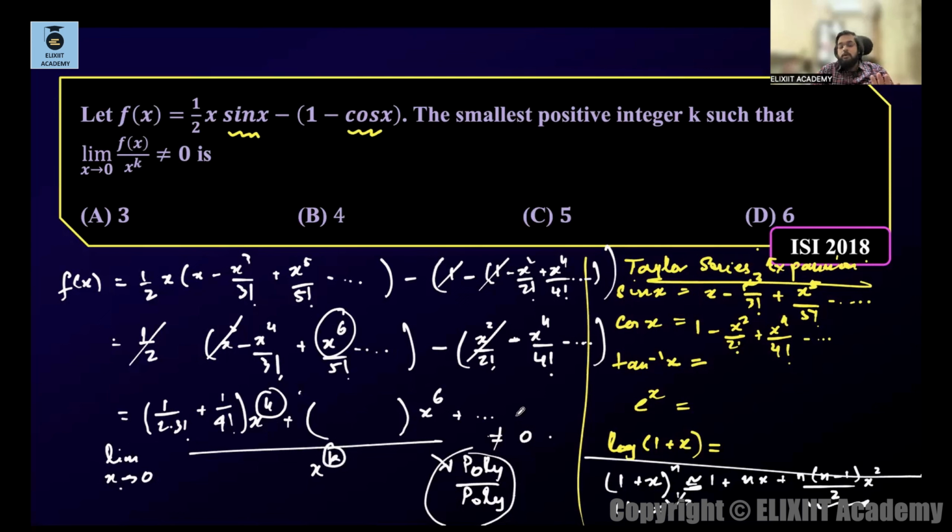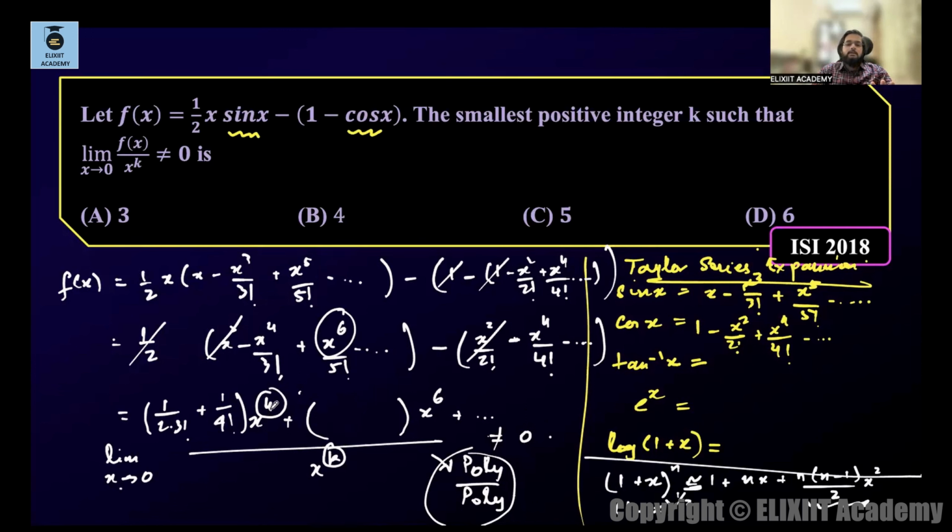Minimum k has to be 4. k can be some other value as well, k can be 5, k can be 6, but k minimum has to be 4. k cannot be 2 or 3. So the minimum value of k is 4, for which this will give you a non-zero quantity. The rest of the coefficients are becoming 0, that's no problem.